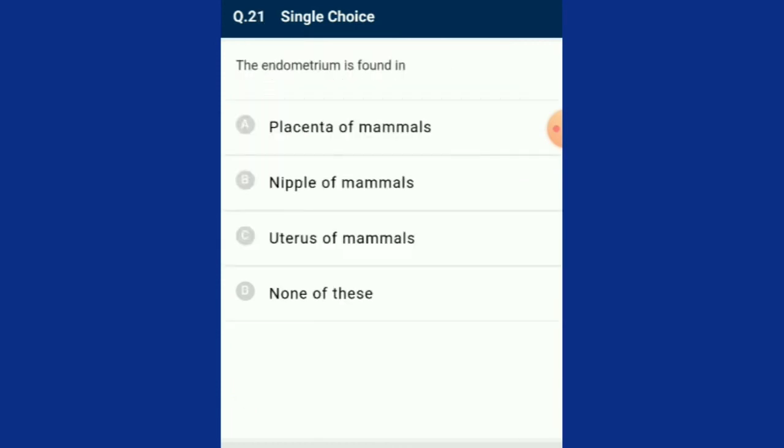Question number 21. The endometrium is found in the uterus of mammals. The word endometrium is composed of endo and metra, which in the Greek language mean within and uterus respectively.